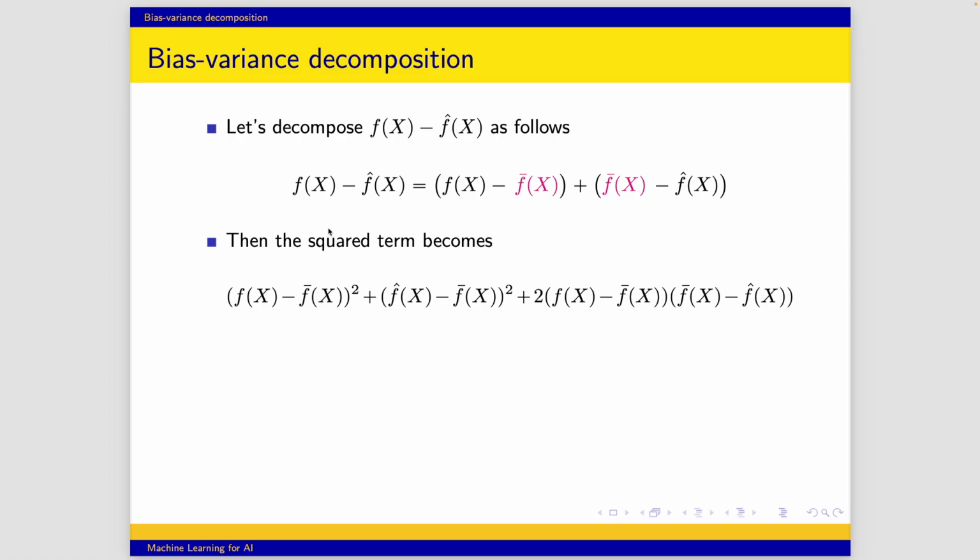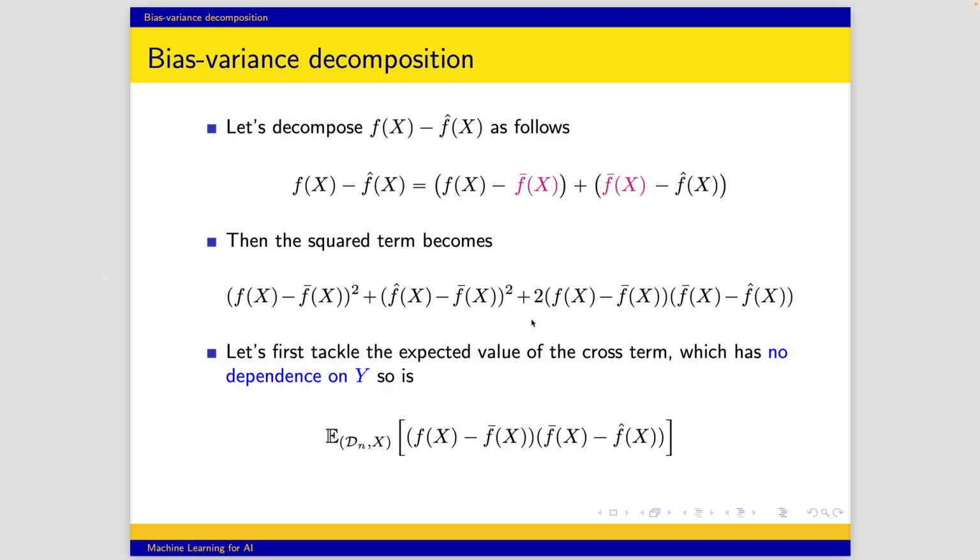So then the square of this becomes the square of this, which is what I have here, plus the square of this, which is what I have here, plus 2 times this, which is what I have here, the cross term. So let's now focus on this cross term. Again, this will turn out to be 0. Let's see why it's 0.